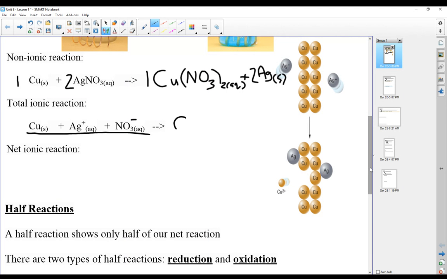And then what this produces is Cu2+, which is aqueous, plus 2 NO3−, which is also aqueous. And then I want you to take a moment and think about what our last one will be.